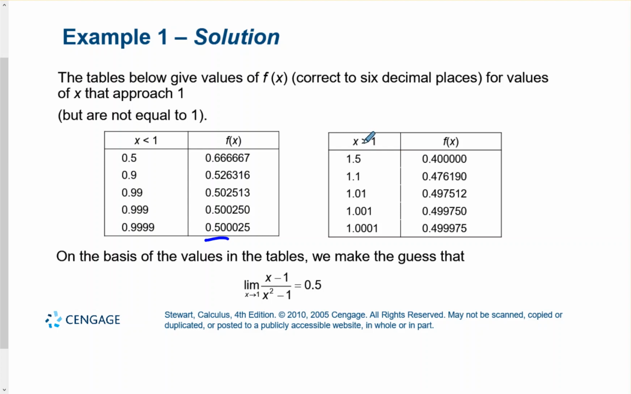From the right side as we get closer to 1, starting at 1.5, 1.1, 1.01, all the way to 1.0001, it becomes 0.4999. That trend is going to keep going as long as we keep adding zeros and 9s. So it's safe to say that the limit of this rational function is approaching 0.5. That's based on the table.